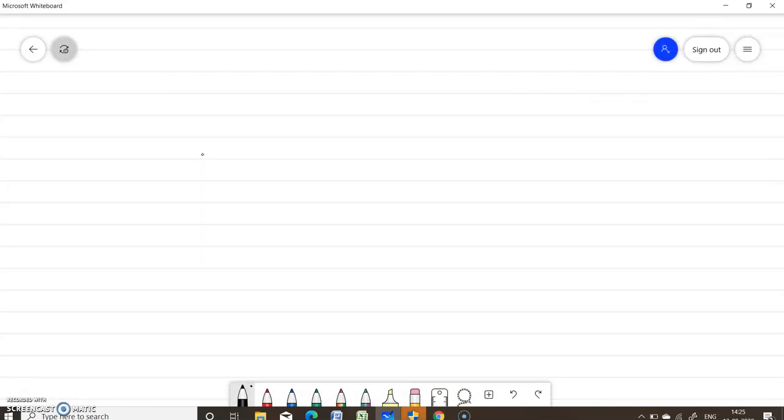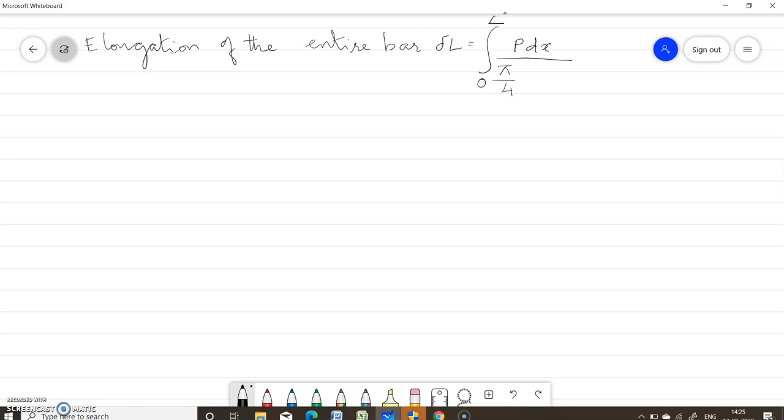So we can write the elongation of the entire bar. Let this be delta L equal to, we have the elongation for the elemental length dx, integrating it from the limit 0 to L, integral of 0 to L P dx divided by pi by 4 into (d1 minus k x) the whole square into E.